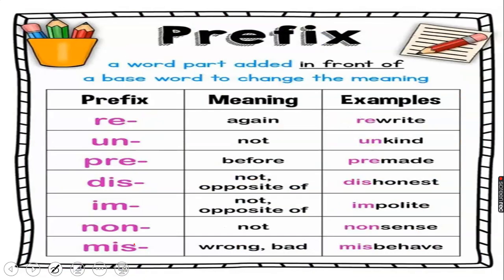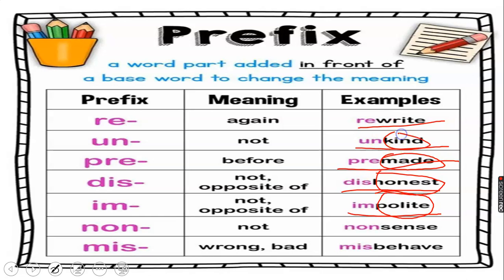I have another one on the slide. We have re. I told you before that re means again. Re meaning is again. We have rewrite. Un means not. Unkind. Pre means before. Pre-made. This means not or opposite of something. So this is dishonest. Im still means the same thing with this, opposite of something. Im is impolite.